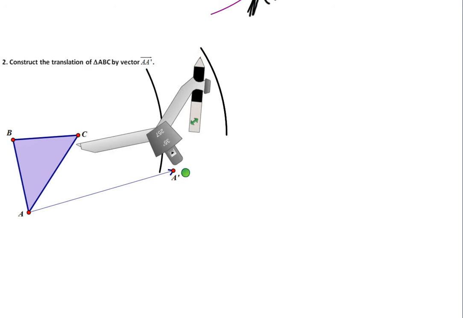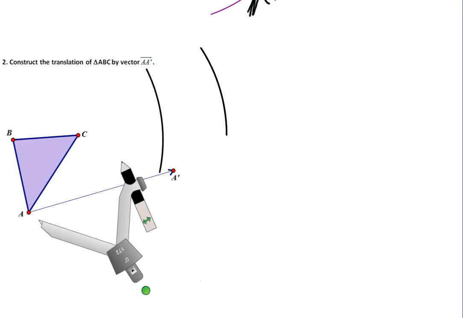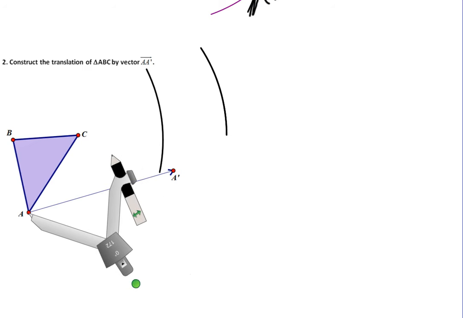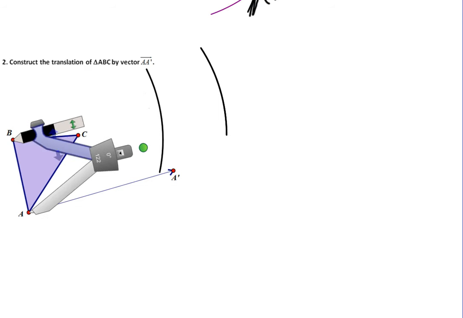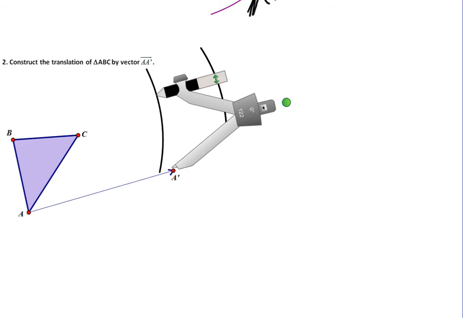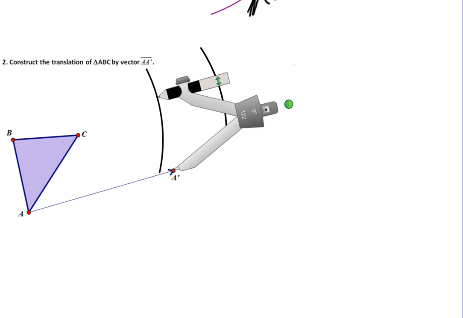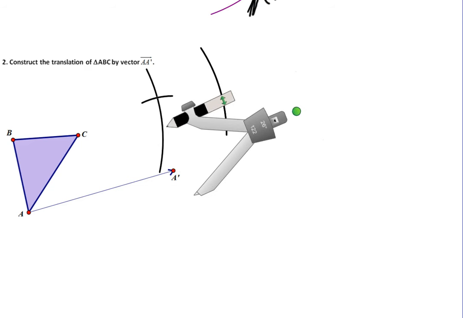Now what I need to do is measure the distance from A to B. So compass pointer on A, pencil lead on B. We're going to slide this over to A prime, because the distance from A to B is the same as the distance from A prime to B prime. And right where they intersected, this is B prime.